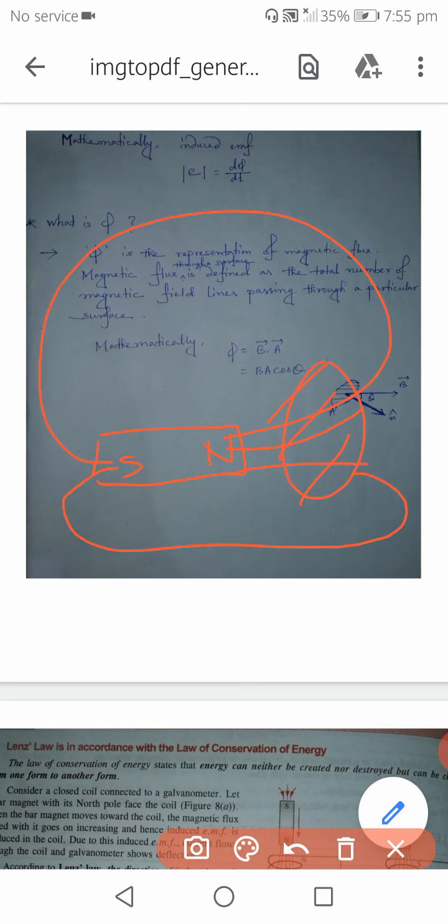Now, magnetic field lines means what? Suppose it is a magnet, this is the north pole, this is the south pole, and this is the surface. What we know is that from the north pole many field lines will generate, pass through the surface, and then form closed loops and come to the south pole like this. So through this surface many field lines are passing, and this is called the magnetic flux. Mathematically we will discuss this part later on.